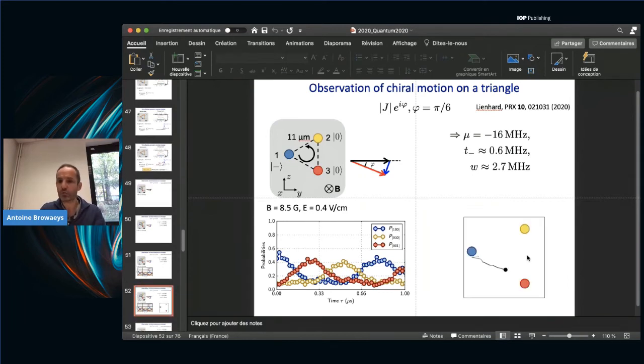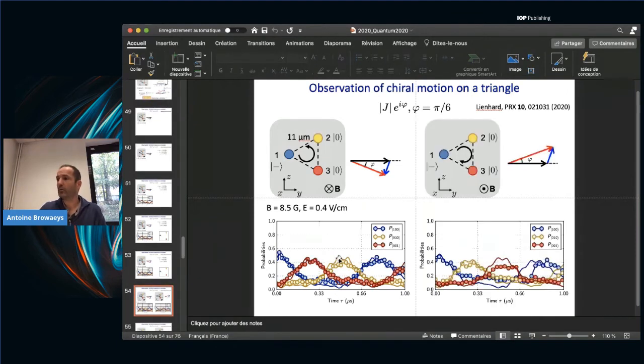If you want a small movie, we plot the center of mass in the plane here. So we observe this characteristic chiral motion, which of course is damped at long times due to experimental imperfections. You can do an ab initio calculation of this, and that was done by Hans-Peter Büchler and his team. And we do observe good agreement between the theory and what we measure in the experiment. So now I'm going to switch the sign of the magnetic field, and in this way, what we observe is that the chiral motion is reversed.